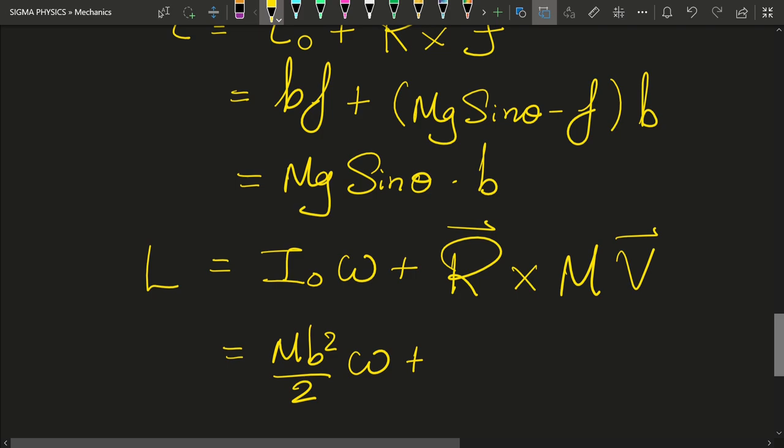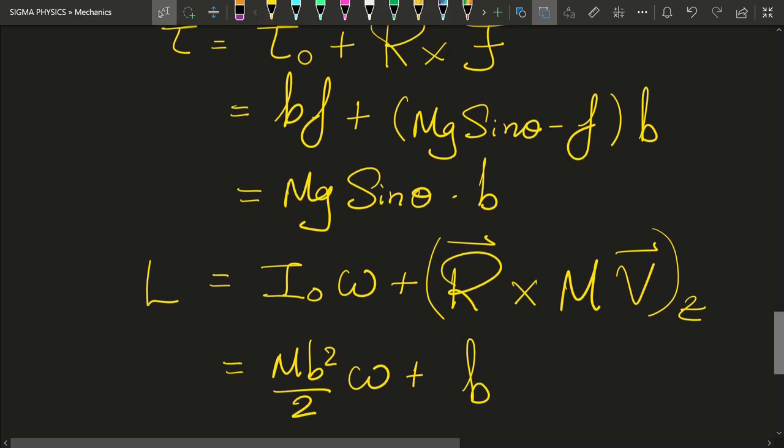What is R? And we have a cross product, and actually we want its z component like we did in a previous video. So what is going to be the perpendicular component along the z direction? That is going to be B, obviously, right? That is what the perpendicular distance is, as we have already seen, into, these are going to be scalars because we are looking at the z component. So B into M. And what is going to be V? V is going to be B omega. Again, that is something that we already saw. V is equal to B omega.